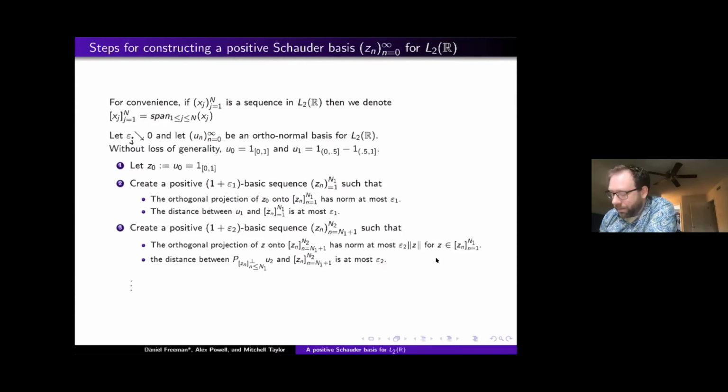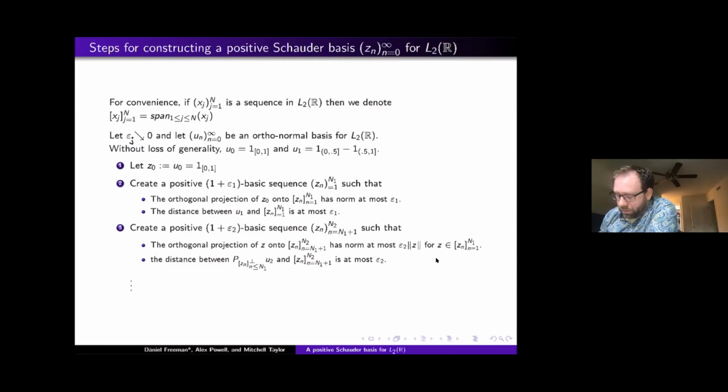And so we're going to add on a bunch of vectors that are almost orthogonal to Z0. We're going to do that so that the distance between U1 and the span of our new vectors is going to be really small. So we're adding a bunch of vectors that are almost orthogonal to Z0, but so that U1 is extremely close to the span.